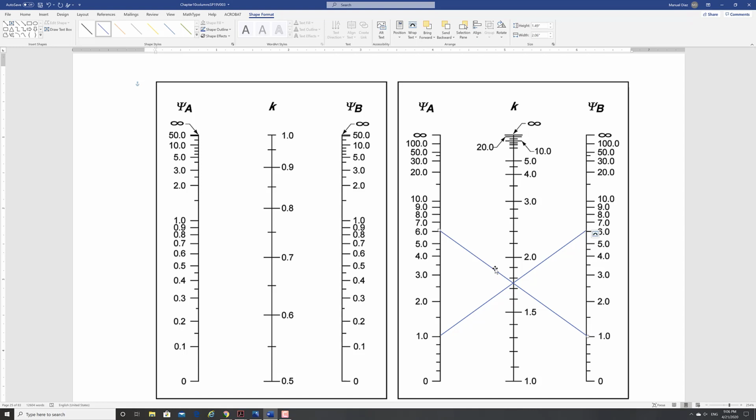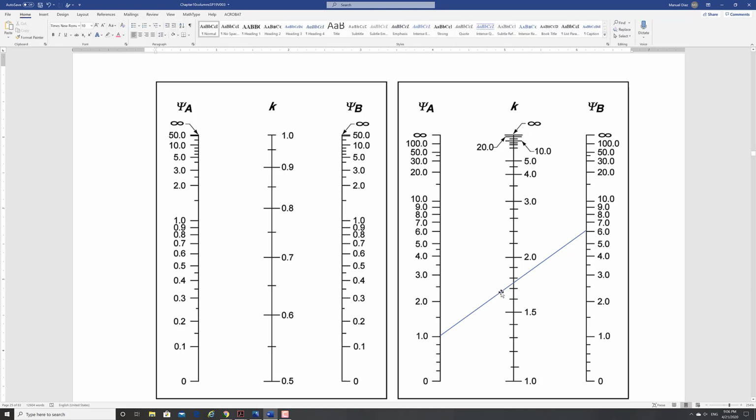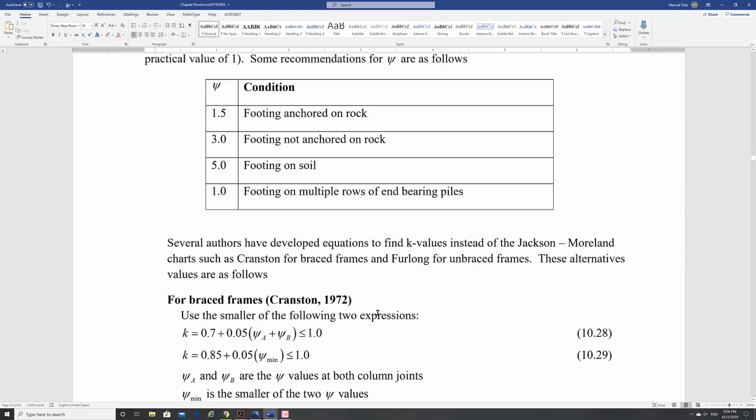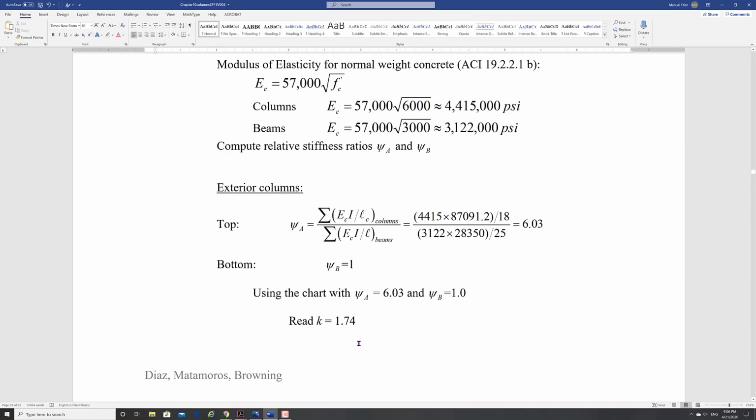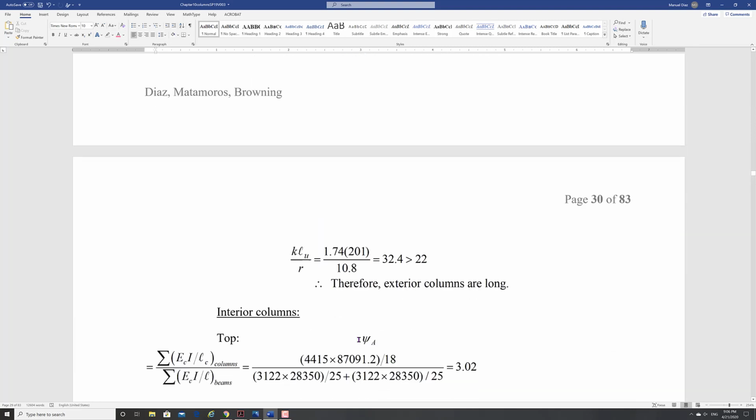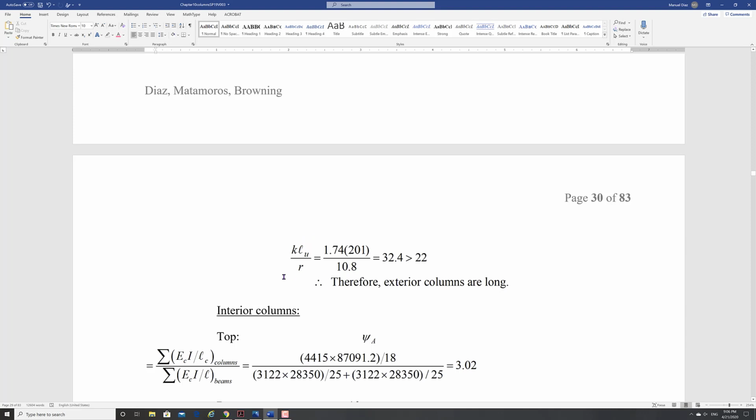One joint is A, one joint is B. That's all it matters. And so you go to the chart, you read your value, and then you have your number: 1.74. So there it is. With that, now you go to your slenderness ratio, and you go 1.74, then your Lu. Now this is the clear value. So 201, you reduce it, 10.8, 32.4. That's greater than 22. 22 is the limit for braced. Therefore, this exterior column is a long column. It's a slender column.